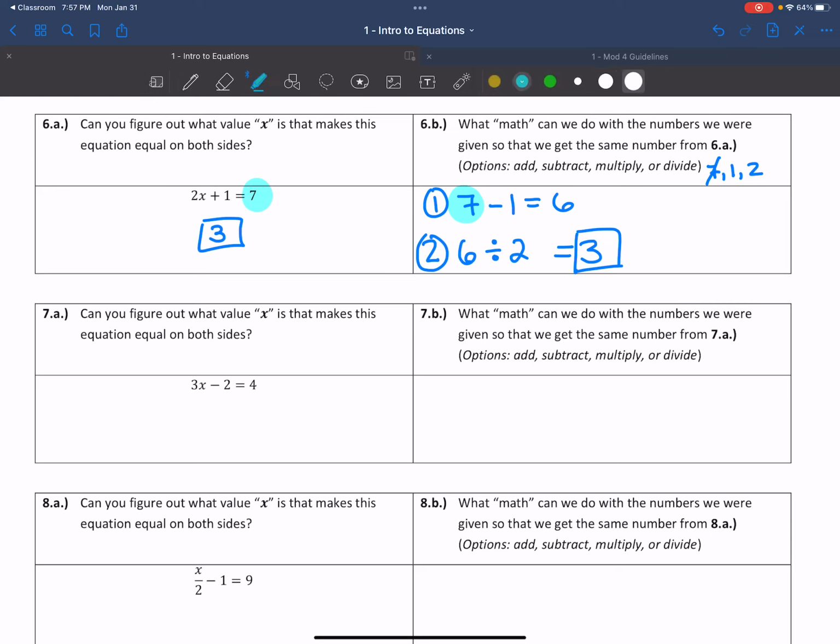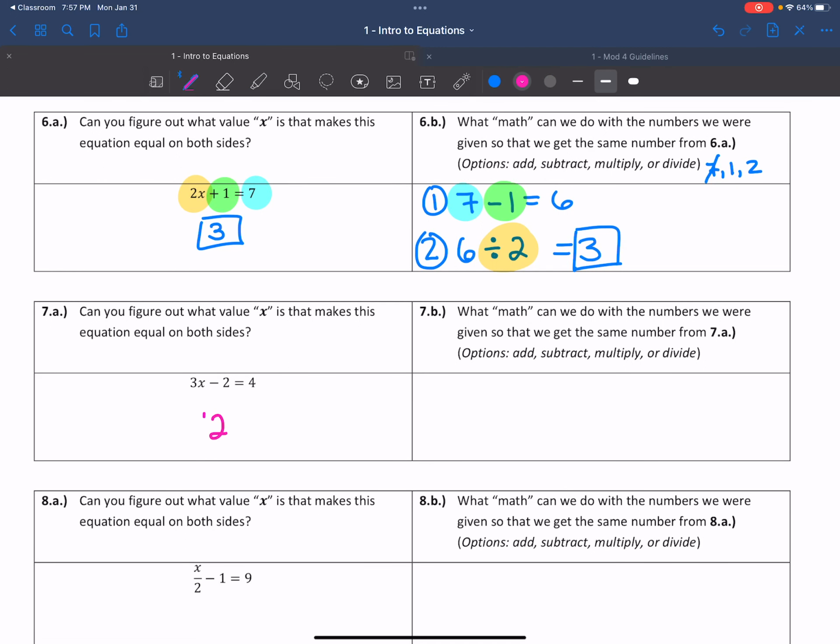So here, we did the opposite of adding 1, we subtracted 1, and we did the opposite of 2x, which was times 2, and we divided by 2. So let's look at the next one. 3x minus 2 equals 4. Take a moment, see if you can figure out what that number could be. The answer is 2.